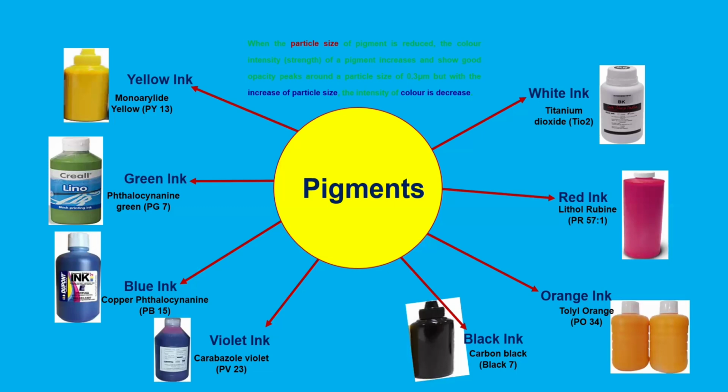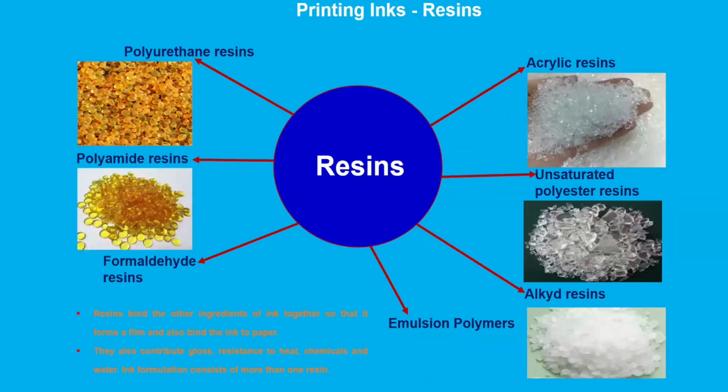And then orange, and lithol red we are using in red inks, and in white inks we are using titanium dioxide. So these are some common pigments that we are using mostly in inks, whether it's solvent-based inks or water-based inks. So, what is the next type? Resins.